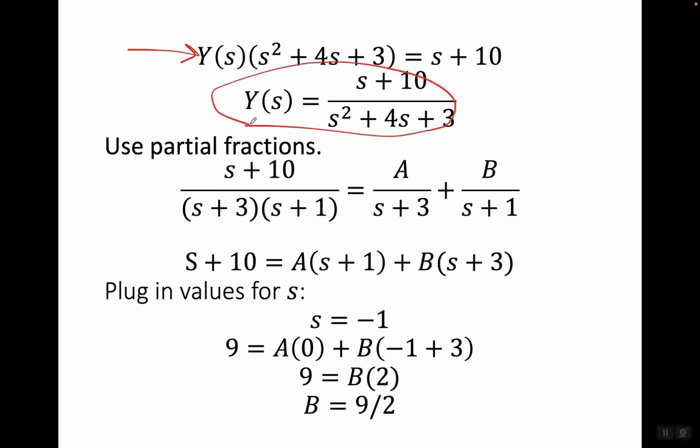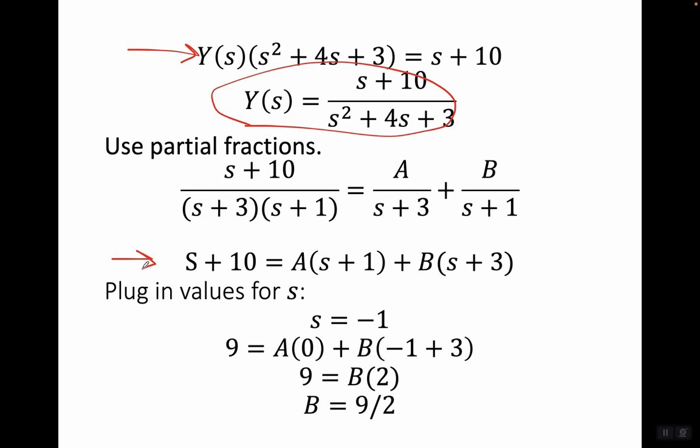So now we just need to find the inverse Laplace transform of each side. But first, it would be much easier to solve if we broke this up using partial fractions. s plus 10 over (s plus 3)(s plus 1) can be written as A over s plus 3 plus B over s plus 1. Multiply both sides by the denominator, (s plus 3)(s plus 1), and we end up with s plus 10 equals A times (s plus 1) plus B times (s plus 3).